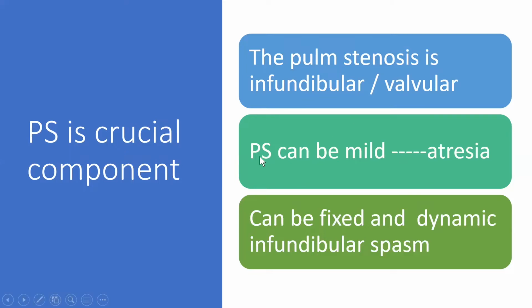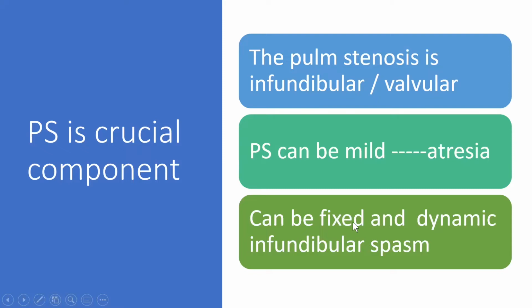The second important point is the pulmonary stenosis can be mild or completely gone, which is what you call a pulmonary atresia. So the degree of pulmonary stenosis is a spectrum. You can have mild PS in a Fallot, or you can have complete stenosis of the pulmonary artery, what we call pulmonary atresia, is also possible. So it's a spectrum, and this will decide when the patient will come to you, what will be his symptoms. All are dependent upon the degree of pulmonary stenosis. The third important thing to remember is that the pulmonary stenosis has a fixed and a dynamic component.